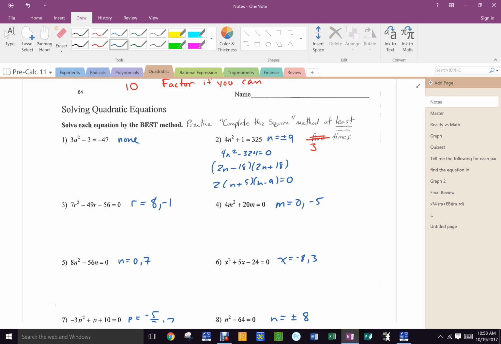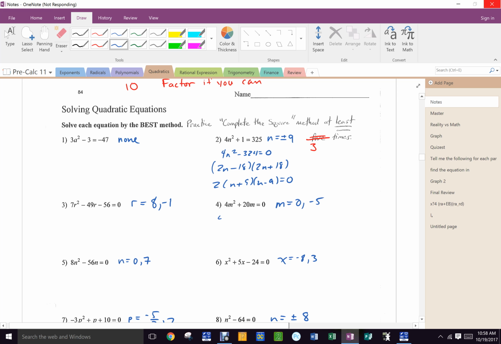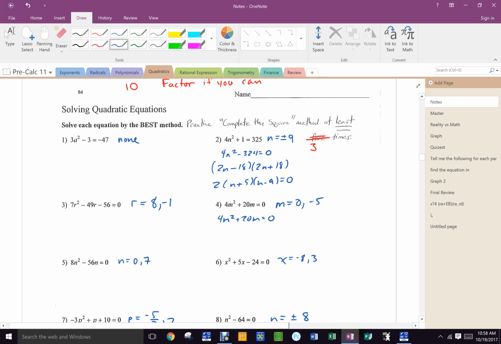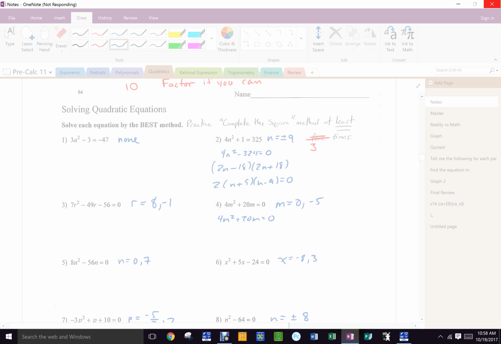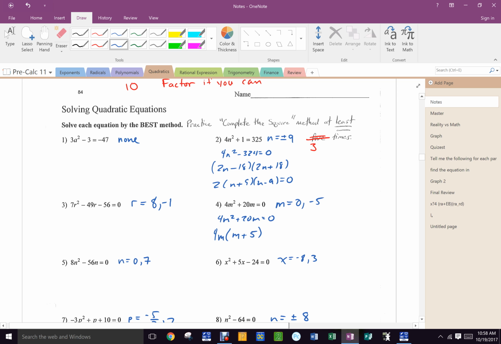And number 4, 4m squared plus 20m equals 0. You factor out the 4m. And you're left with m plus 5 equals 0. Which means either that has to be 0 or that has to be 0. So if m is 0, that's 0. 4 times 0 is 0.